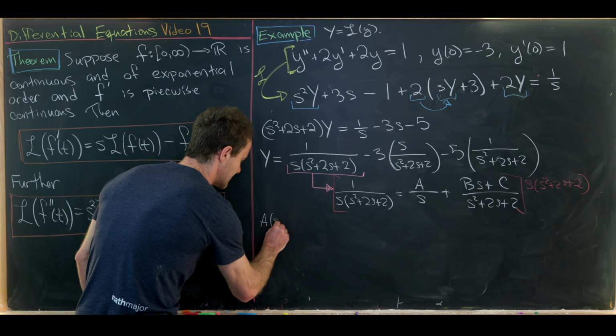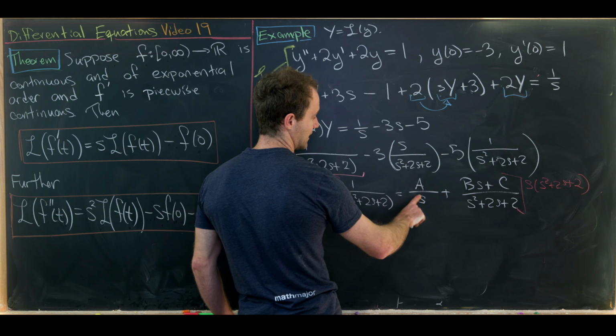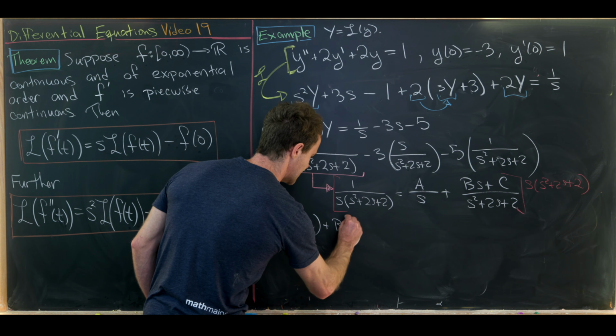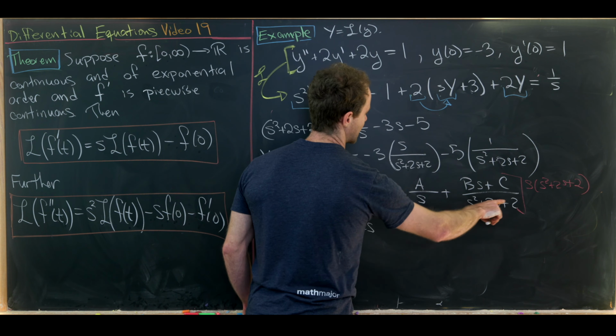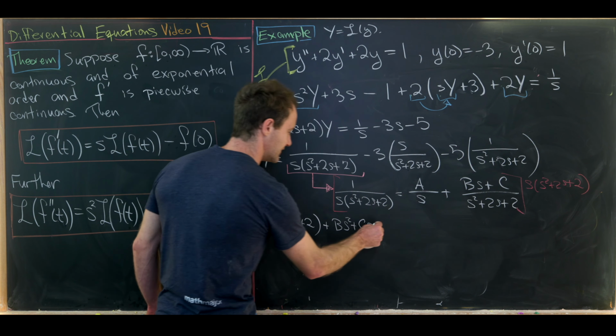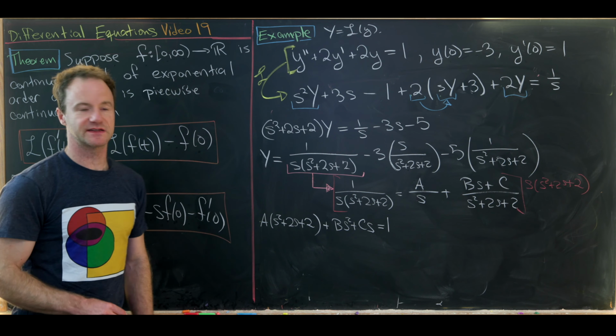We'll have A times s squared plus 2s plus 2 from the A times that with the s canceling, and then we'll have plus Bs squared plus Cs. Again, the irreducible quadratic cancels here, and I distributed the s through, and then this is equal to the number 1. That's from the left-hand side.